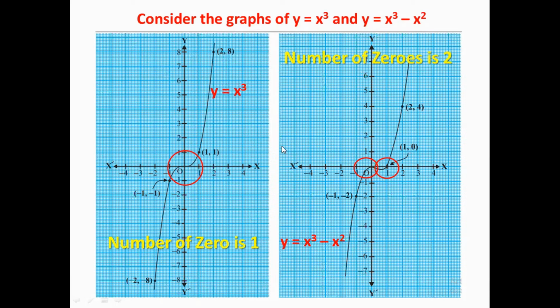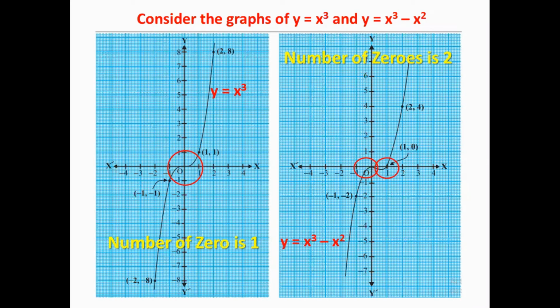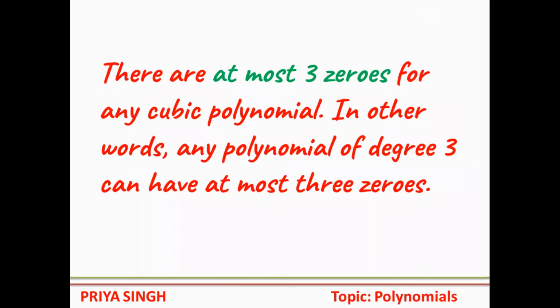Now, we have already seen the 3 graphs for cubic. We had analyzed and summarized for linear and quadratic. Now, let us check what is the summary for our cubic equations. There are at most 3 zeros for any cubic polynomial. More than 3 was not present in any of the graphs. So the maximum we can get is 3 zeros. In other words, any polynomial of degree 3 can have a maximum of 3 zeros.